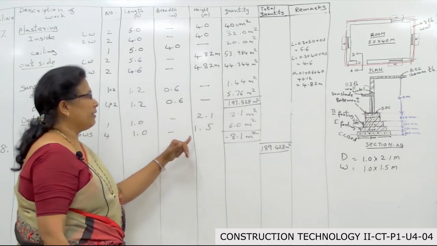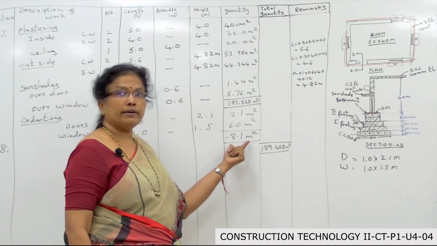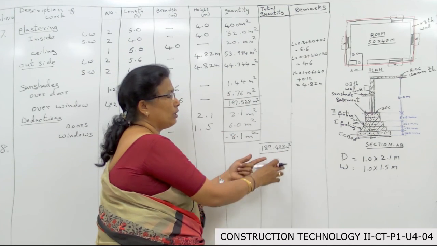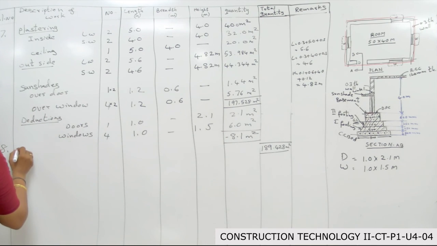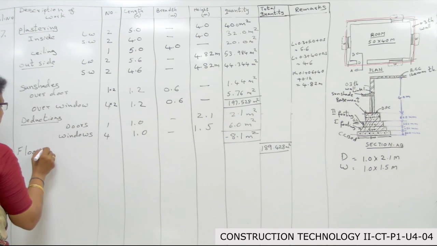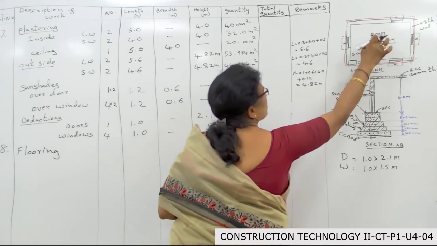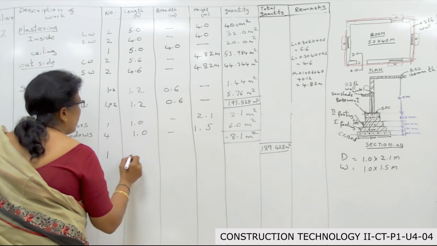So coming to deduction, we have to deduct here the doors and windows. We have 1 door and 4 windows. The length of the door is 1 and height is 2.1, and the length of the window is 1 and height is 1.5. Multiply everything, you will get the value for deduction. From this total value, deduct this value, you will get the total quantity of the brickwork.